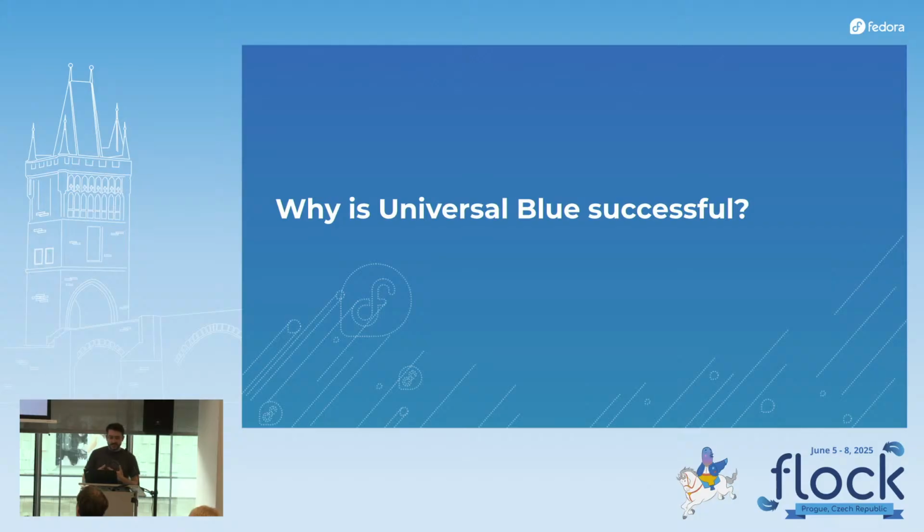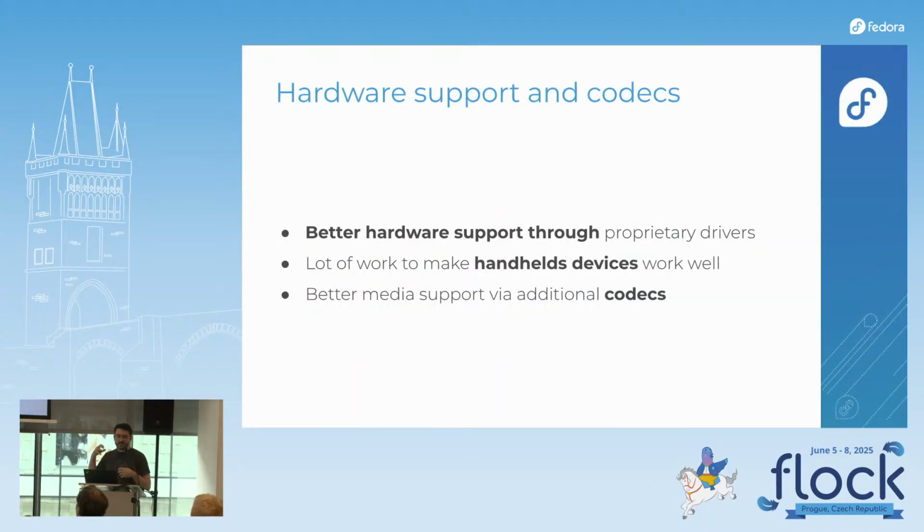So in the end, why is Universal Blue successful? There are a few things that make Universal Blue really work well, especially Bazzite. The first is that they do a lot of work around hardware support and codecs. They have better hardware support because they're integrating proprietary drivers. They also do a lot of work to make sure that handhelds work well, which is where Bazzite is mostly used. And finally, they include all the codecs by default in the image.